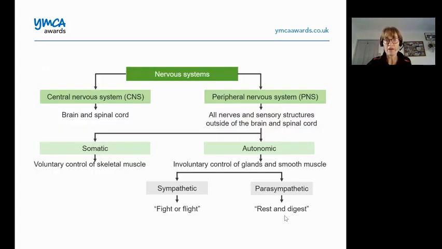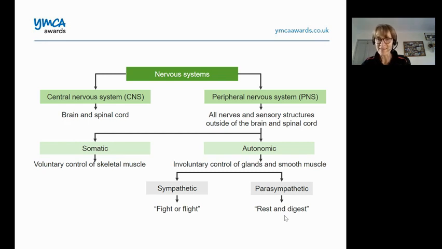So again, we've got a diagram here that shows some of the things we've already looked at, how our nervous system is divided into central and peripheral. If we look towards the peripheral side, that then subdivides into our somatic, voluntary control of skeletal muscle, and our autonomic, involuntary control of our glands and smooth muscle. And then that autonomic part divides again into our sympathetic and our parasympathetic. Perhaps the easiest and shortest way to think about it: sympathetic, fight or flight, and parasympathetic, rest and digest.